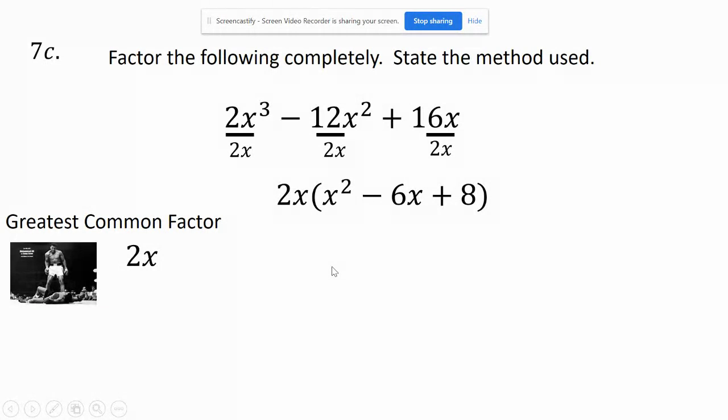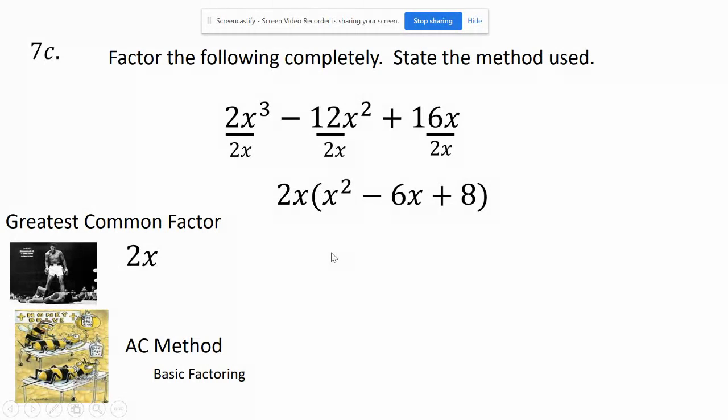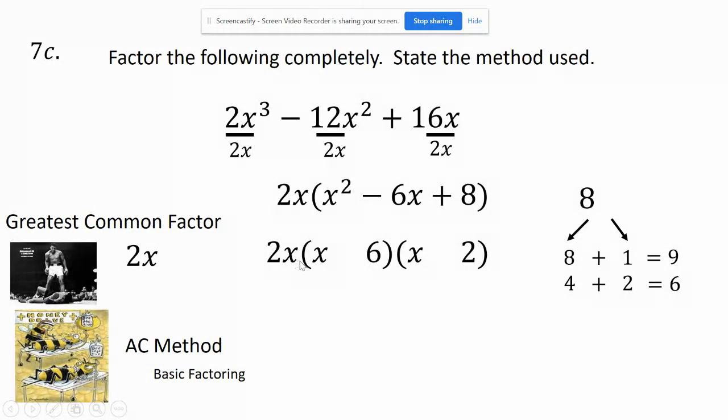Now, y'all, I do need to check. There's no number in front of the x squared, but I can factor 8. In fact, there's 8 and 1, 4 and 2. It's a plus sign, which adds to make 6, which is the middle number. So I will have it. So I still have my 2x in front. And x, I skip a space with the 6. And x, I skip a space with the 2. The larger number always matches the middle sign.